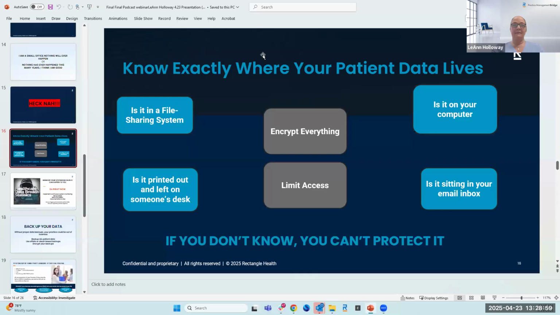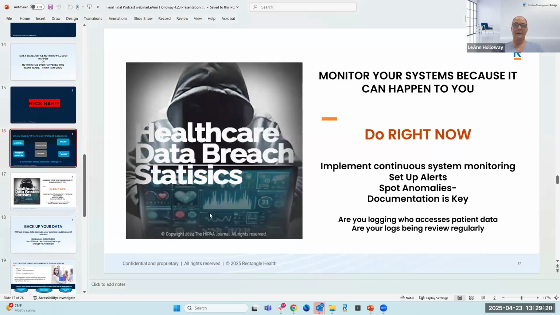And again, look over this. Is it in your file system? Is it printed out and left on somebody else's desk? Is it on your computer? Is it sitting in your email box? Encrypt everything.